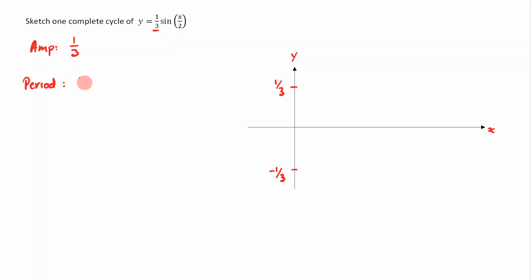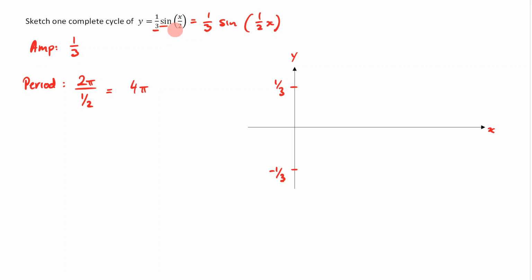Remember, you do this by going 2 pi over whatever your coefficient of x is. At the moment, it might be hard to identify what the coefficient of x is, but remember, you can rewrite this as 1/3 sine of a half x. So the coefficient of x is a half. That means I'm going to put a half there, and this is the same as 4 pi, because a half goes into 2 four times. So one complete cycle will be a distance of 4 pi.